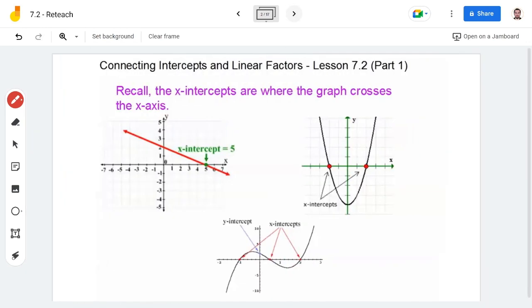Let's start with connecting intercepts and linear factors. First of all, what's the meaning of x-intercept? The x-intercept is where your function intersects with the x-axis. Say I have this function, this point is the intersect. This is a linear function, which means we have only one x. If you remember, the formula of the linear function is mx plus b. So we have only one x-intercept on our graph.